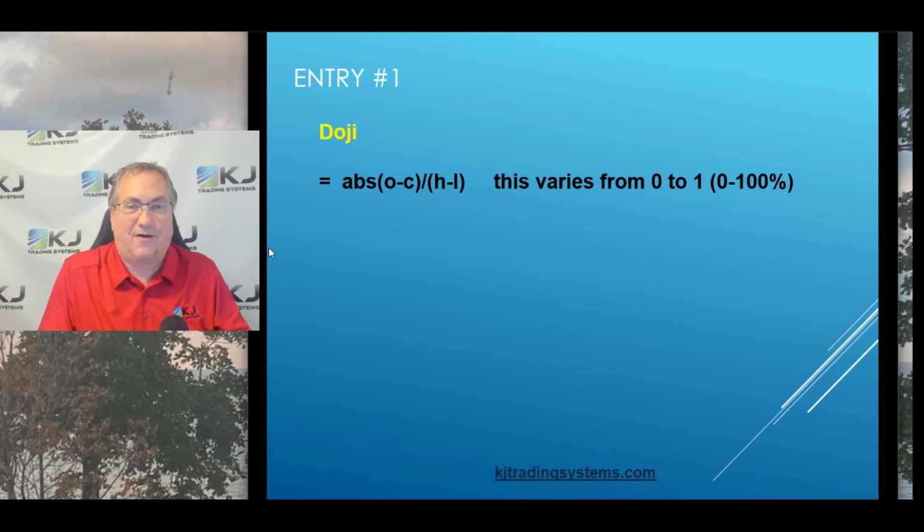But to calculate it, you take the absolute value of the open minus the close, and you divide it by the high minus the low. So the full bar's range is the denominator. It's the high minus low. And then you take the difference in the open and the close. And now normally that calculation will always vary from 0 to 1, or 0 to 100%, right? If you're open at the high and close at the low, you're going to get 1. If the open is equal to the close, then you're going to get 0. Okay, but that's how it's set up.